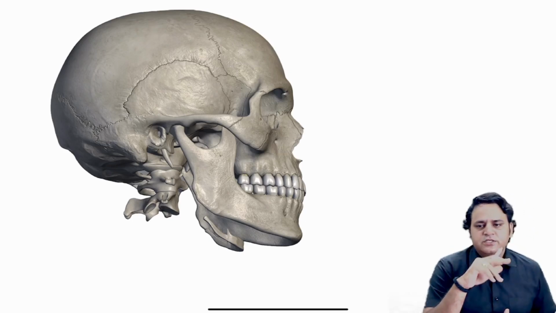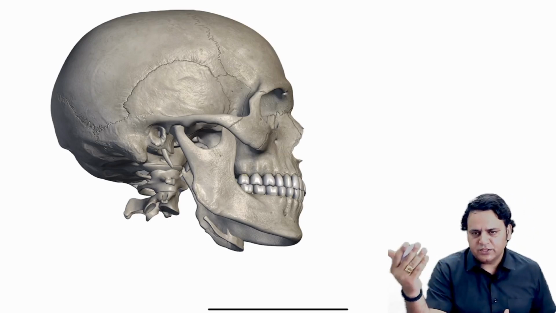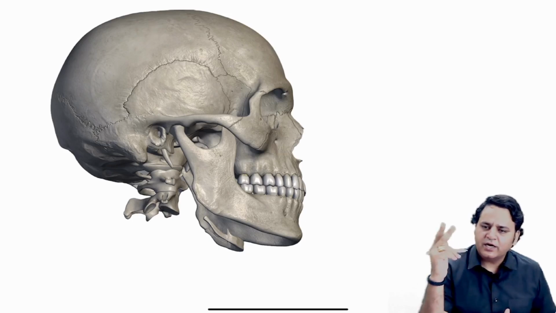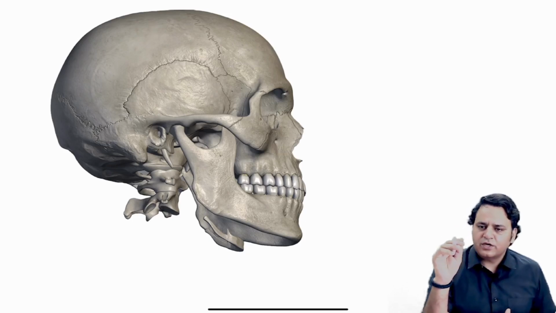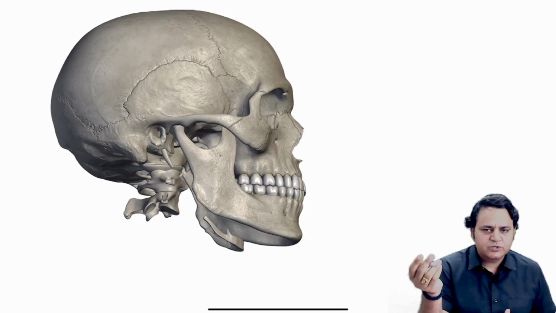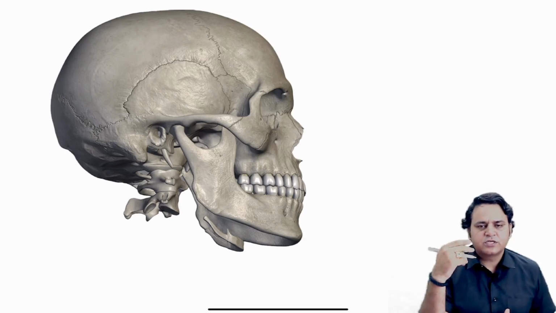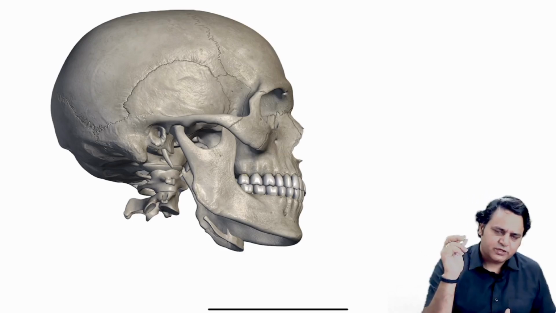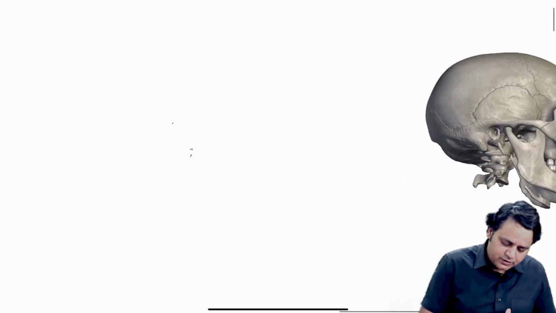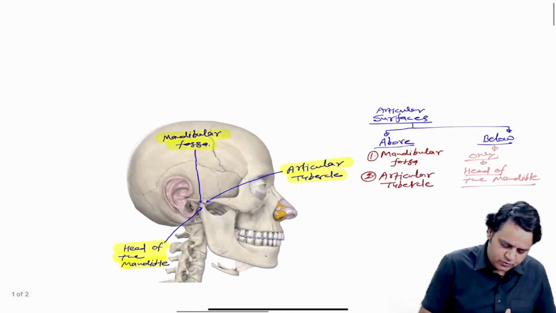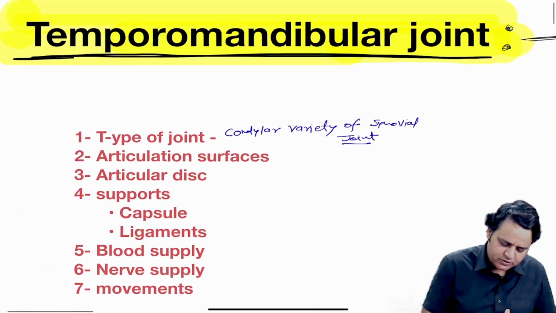Type of joint: this is the condylar variety of synovial joint. Next point, what are the articular surfaces? I think you understood the articular surfaces. First is the mandibular fossa and second is the articular tubercle. Now for the next point, I told you to follow this particular sequence.